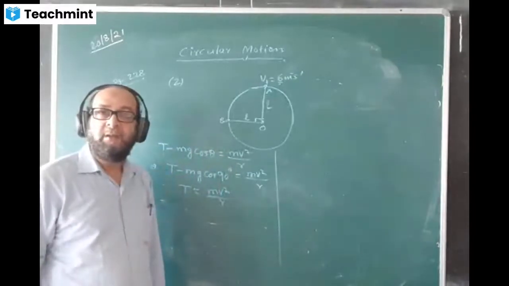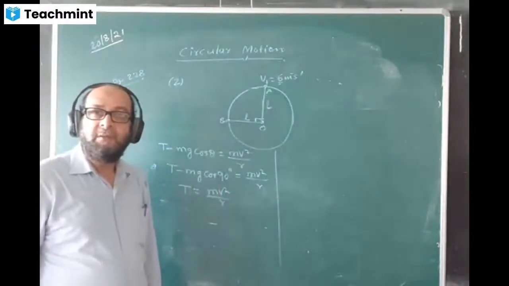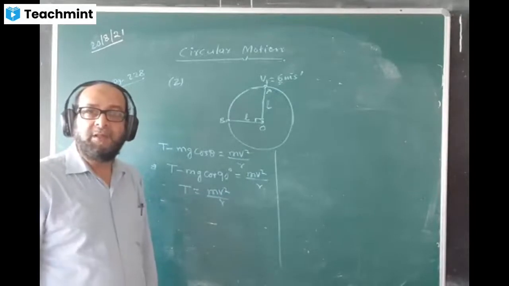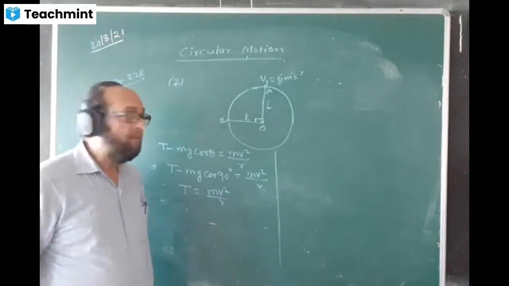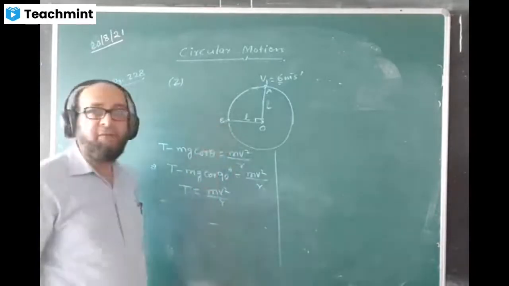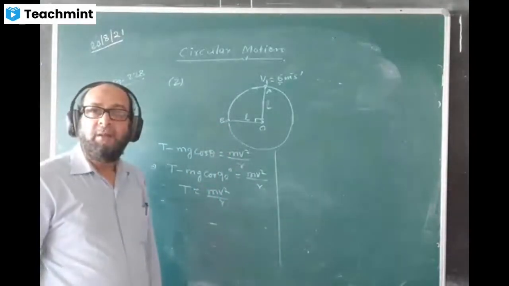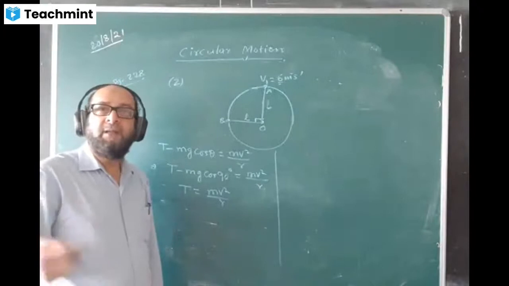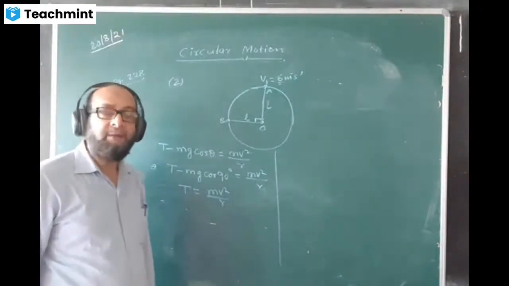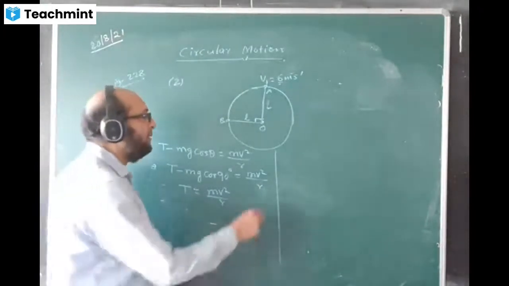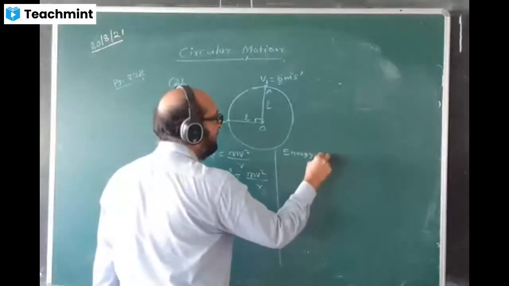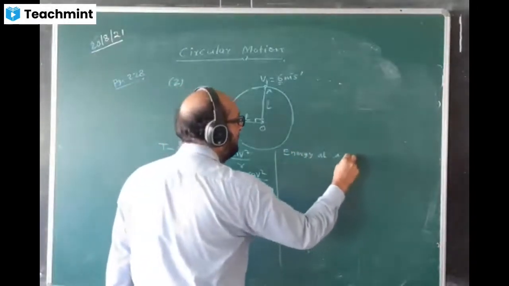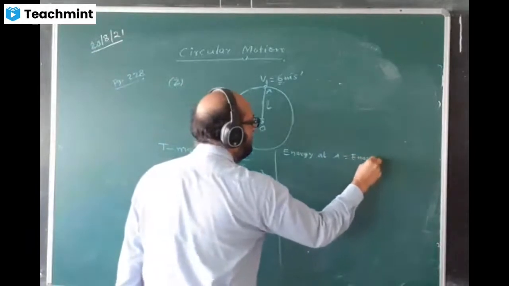The speed is changing, and the velocity is always changing, but the speed is also changing here. Last time I told you. So you must find the velocity at this point. How can you find the velocity at this point? Please share, give some idea. Taking energy equal. Very good. Right, energy at A equal to energy at B. Write down here. Energy at A equal to energy at B.